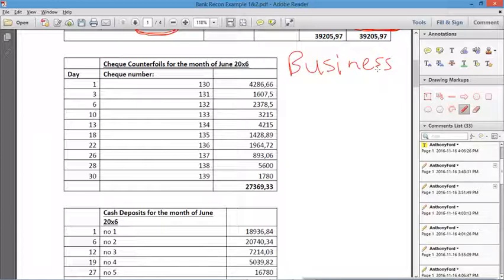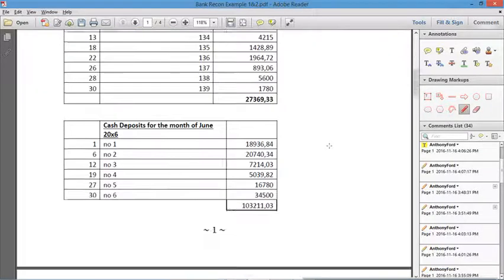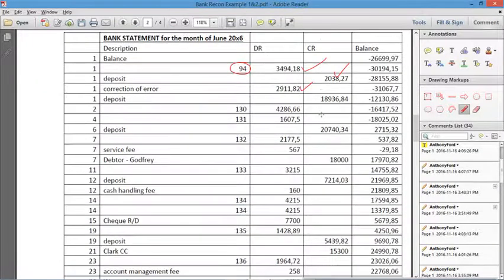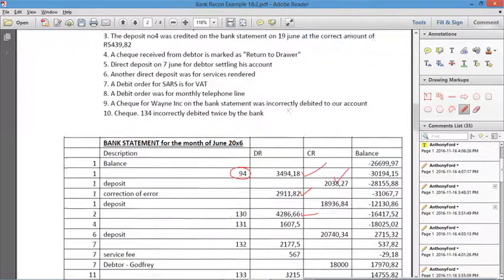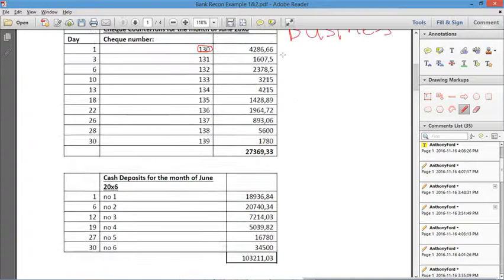Right, so how do I check that? I need to look at the statement as well. Okay, so if I look at the first check, check number 130 for 4286, has that check gone through this month? Yeah. Is it there? Yes, it is. What do I do? I tick that amount and I tick this amount.